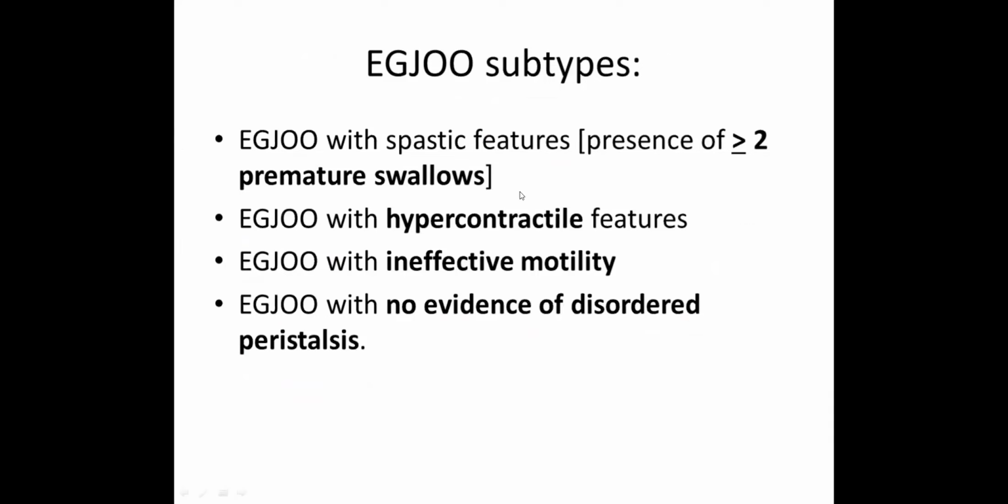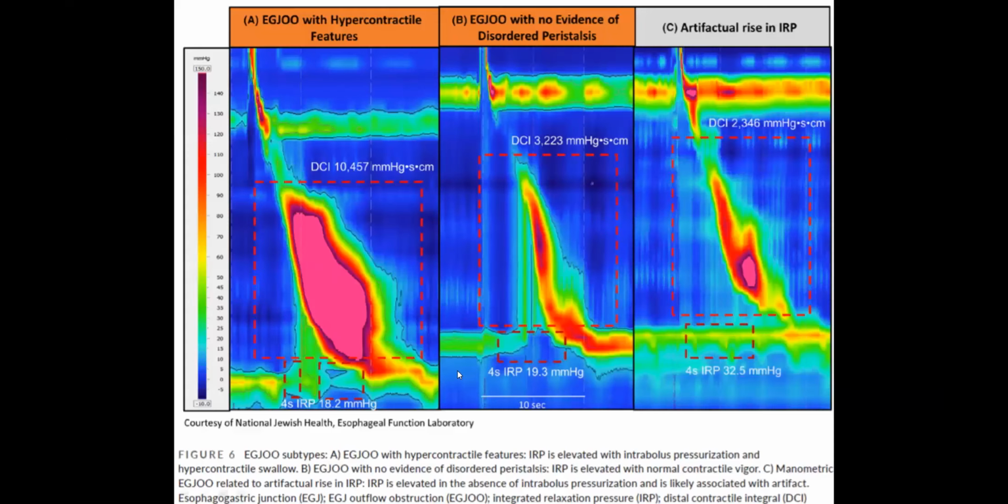So for EGJ outflow obstruction, they have actually divided it into a few subtypes, right? Observed frequently when we are doing manometry. So EGJ outflow with spastic features, EGJ outflow with hypercontractile features, EGJ outflow with ineffective motility, and EGJ outflow obstruction just on its own, right? With no evidence of disordered peristalsis.